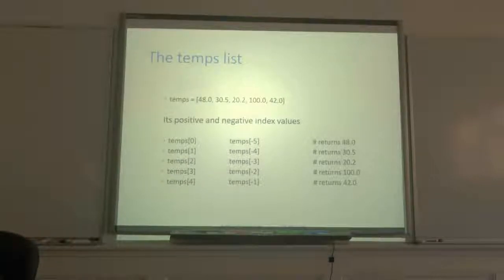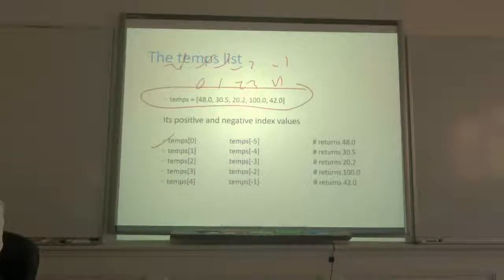So for example, if this is your list, temps, and you say temps of 0, what will be the value? It will be 48. So usually you count from 0 in here, 1, 2, 3, 4. So it's from 0 to 4, or it could be from -1 here, coming from here: -1, -2, -3, -4, -5.